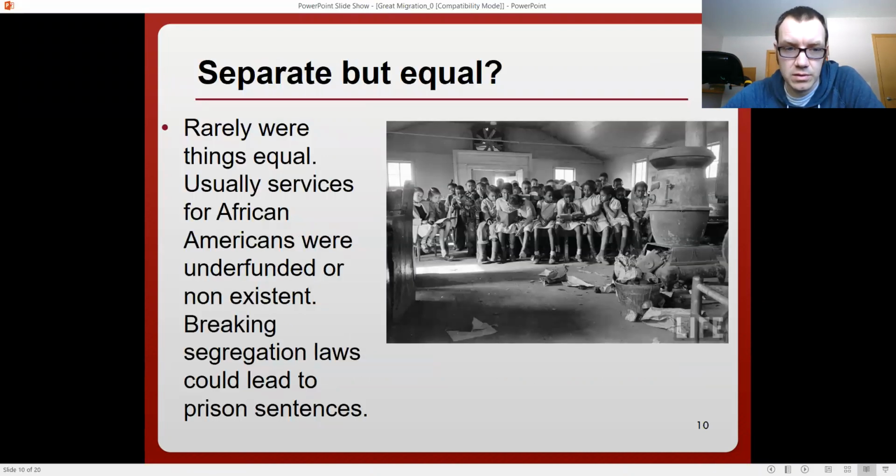If you look at this school, does that look equal? No. Rarely were things equal. Usually services for African Americans were underfunded or non-existent. Breaking segregation laws could lead to prison sentences.